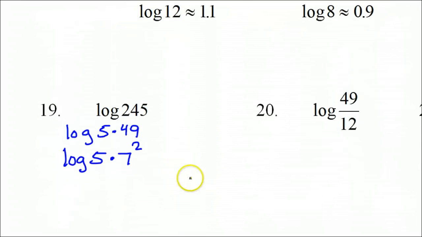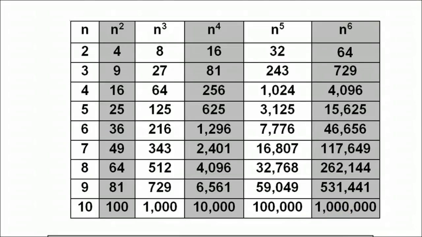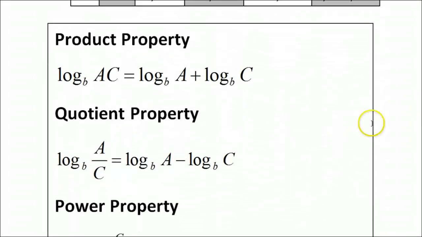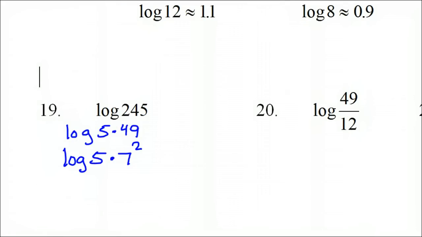So boom. We've got 5 times 49, and that became 5 times 7 squared. Now it's time to split this up. Do not put this 2 in the front right now. You've got to split it up first. So we're using the product property. This is going to split up into addition, so this is going to be like having log 5 plus log 7 squared.